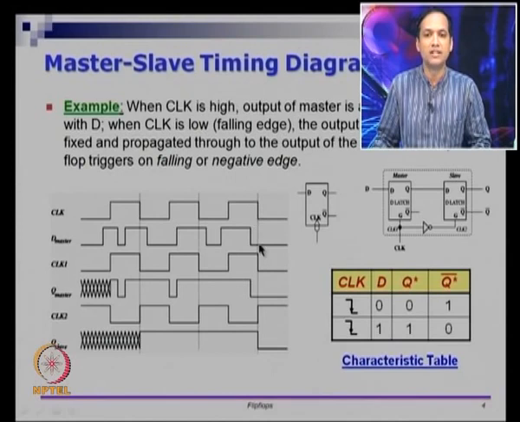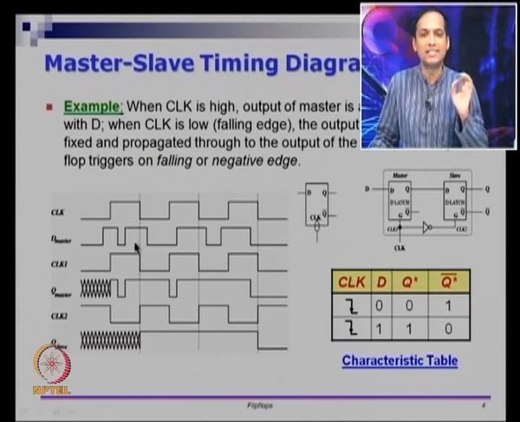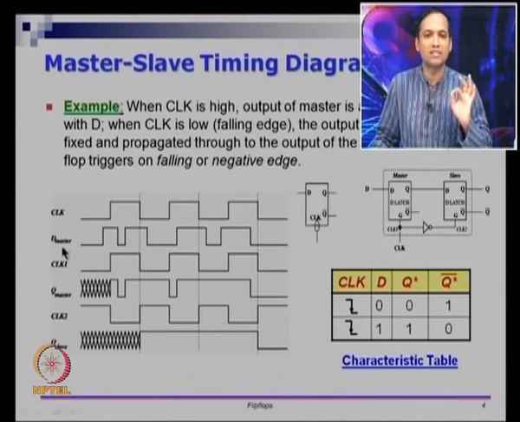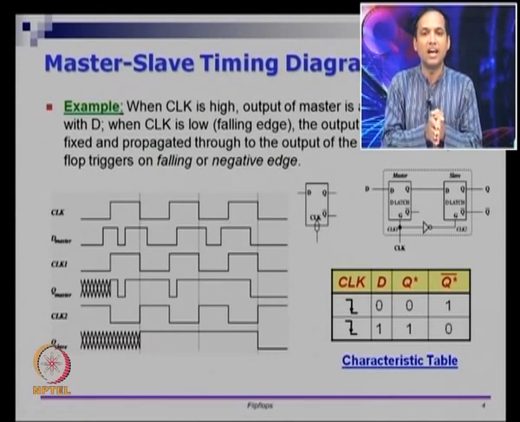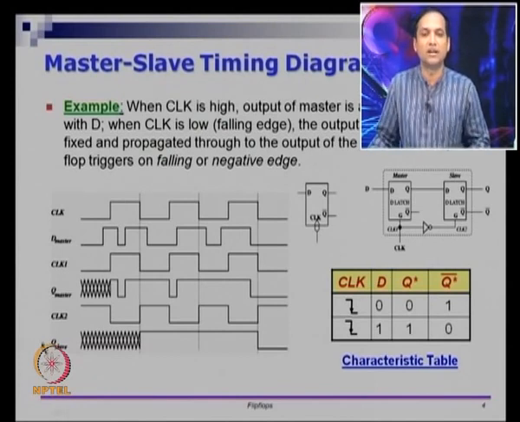When that happens, D is 0, and when D is 0, Q of the slave is 0. You can see that Q slave, or Q of the D flip flop, is actually following D master, only that it is not following the signal waveform blindly. It is sampling D master whenever there is a negative edge. So this clock in some sense is our triggering signal, and at this triggering signal we are going to come and capture the values.